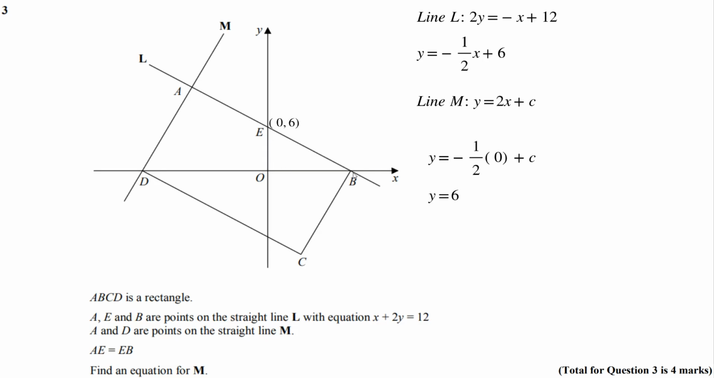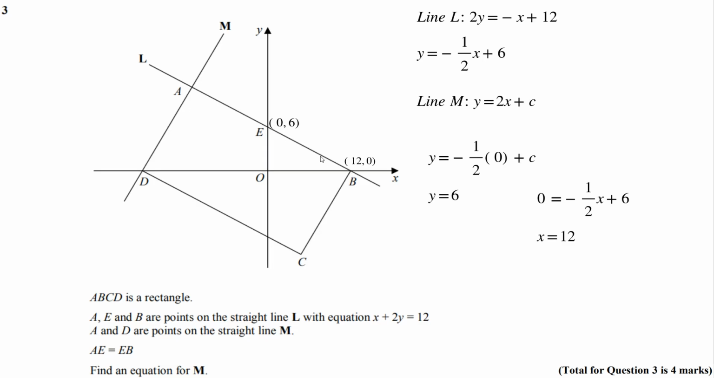And you do the same thing for this one, but on the x-axis y is always equal to 0. So if we put 0 equals minus a half x plus 6, and then rearrange, we get x equals 12. So this point has coordinates 12, 0. And we know that lines AE and EB are equal, so getting from B to E is the same as getting from E to A.